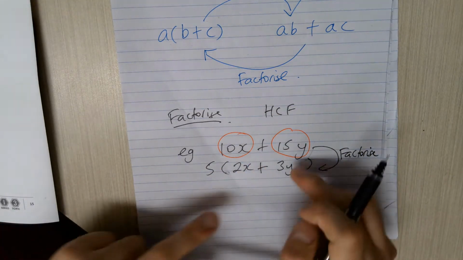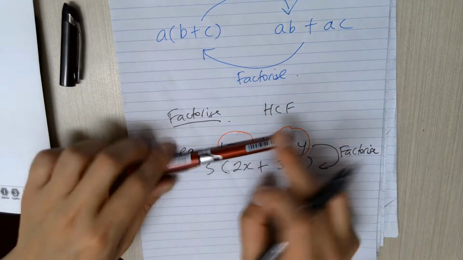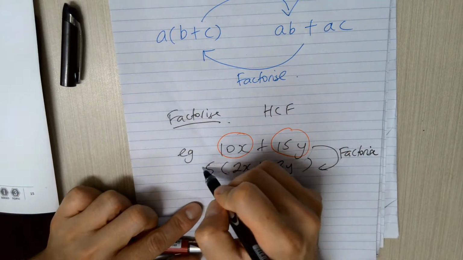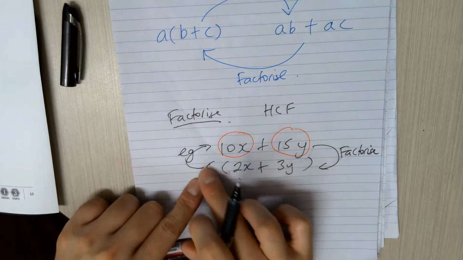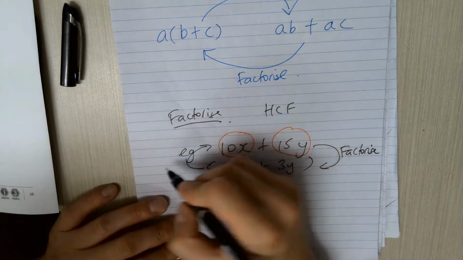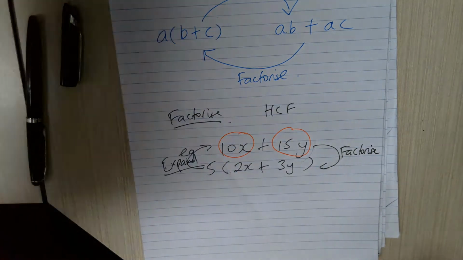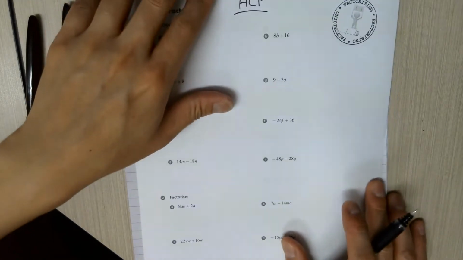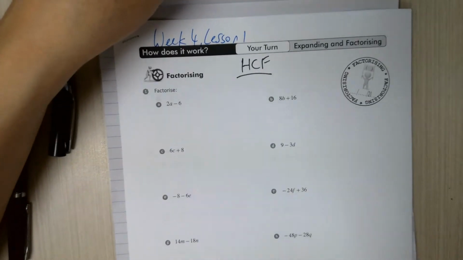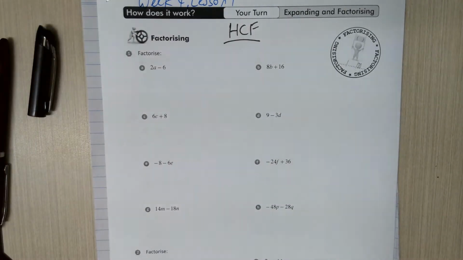But if I give you this and I ask you to expand, what I'm asking you to do is multiply whatever is outside by whatever is inside the bracket. That's called expand. Okay, but in week 4, this week we want to focus on factorization or factorizing. So let's look at question 1a.